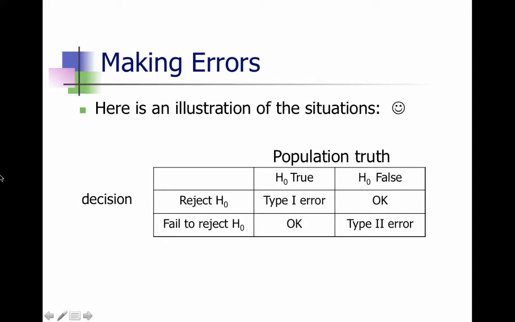So this is the decision over here. You either reject your null hypothesis or we fail to reject our null hypothesis. And then up here we have the population truth. So this is what is actually true.